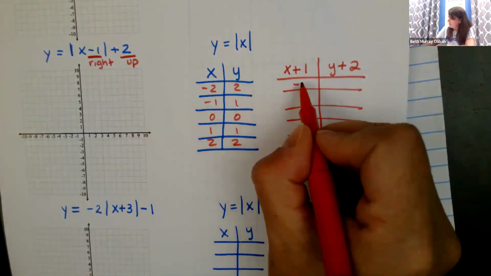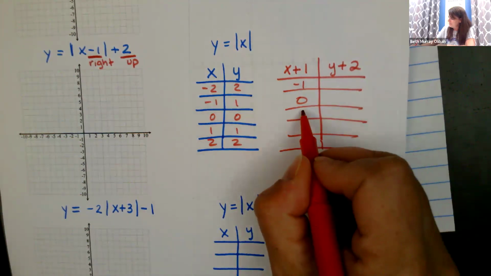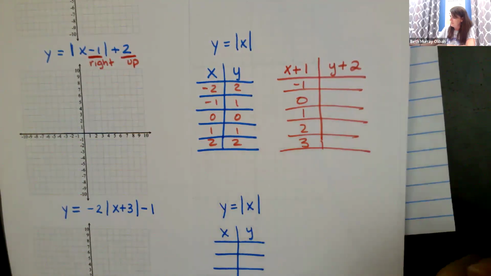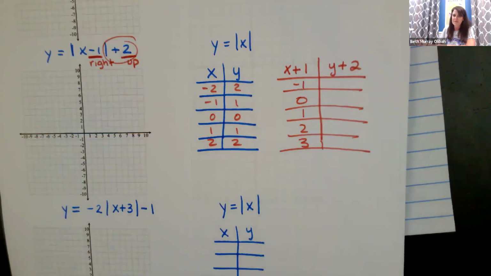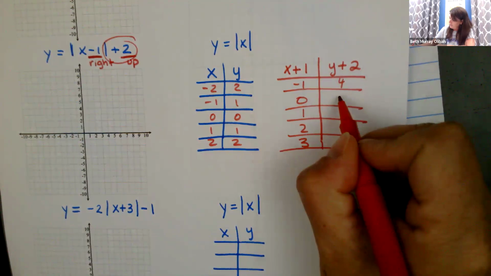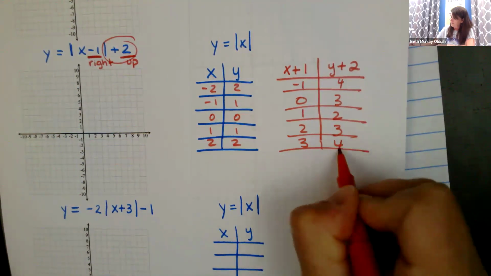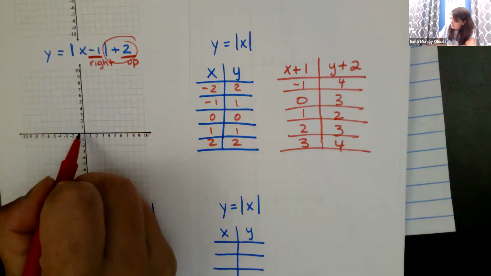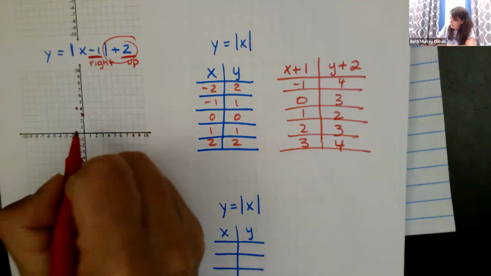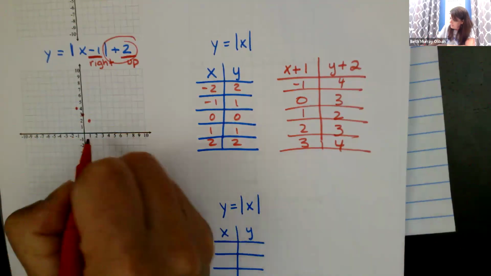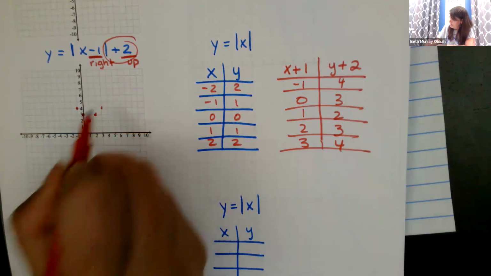So -2 would become -1, -1 would become 0, then 1, 2, and 3. Now I'm going to add 2 to all of these y values because of this. So that would become 4, 3, 2, 3, 4. So the points are (-1, 4), (0, 3), (1, 2), (2, 3), and (3, 4).